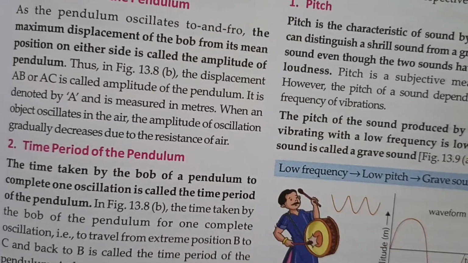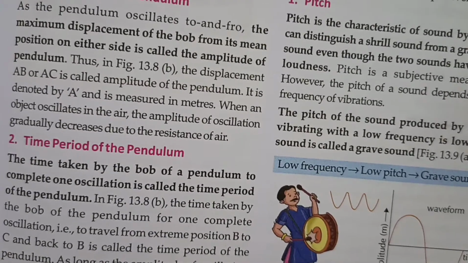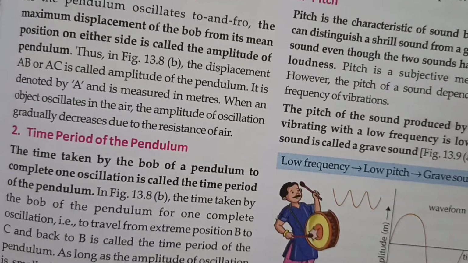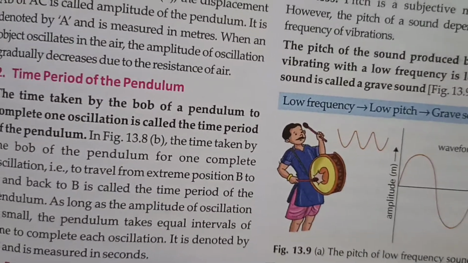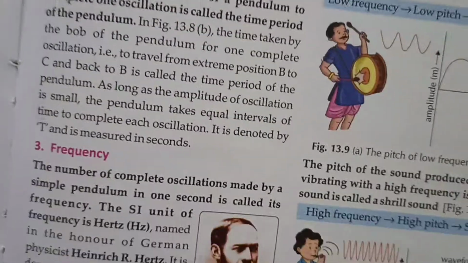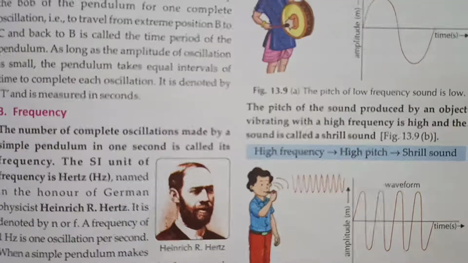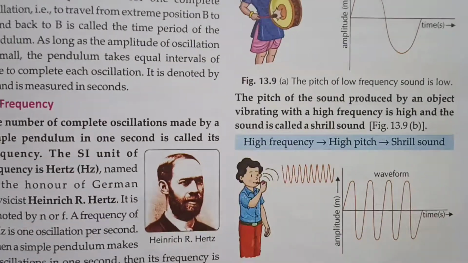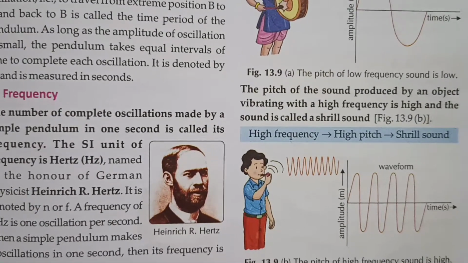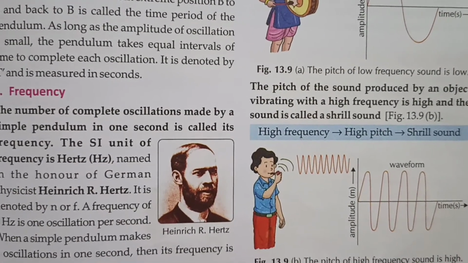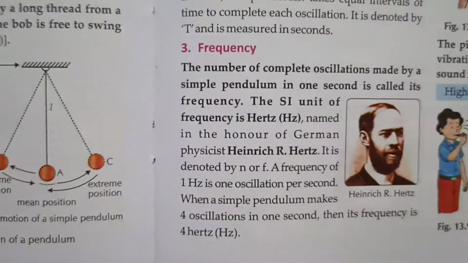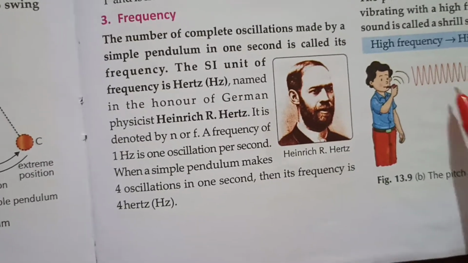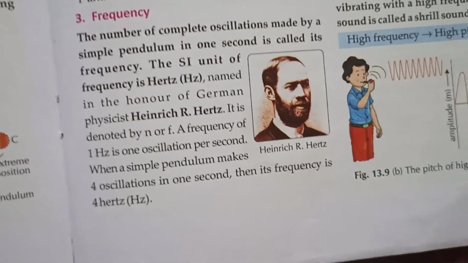The pitch of the sound produced by an object vibrating with a low frequency is low. That is called grave sound. So low frequency, low pitch, so it produces grave sound. The pitch of the sound produced by an object vibrating with a high frequency is high, and the sound is called shrill sound. That means high frequency makes high pitch, so it produces shrill sound. This is a vibration pattern, and these are all waves.